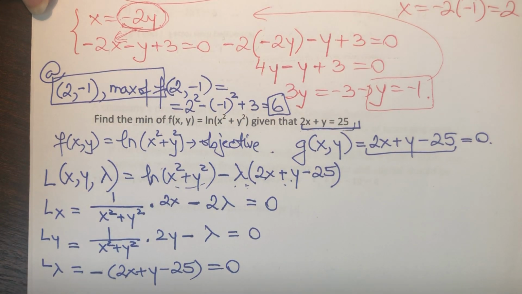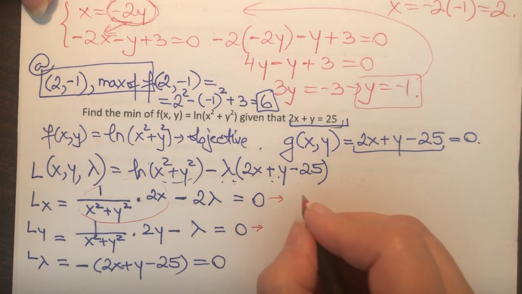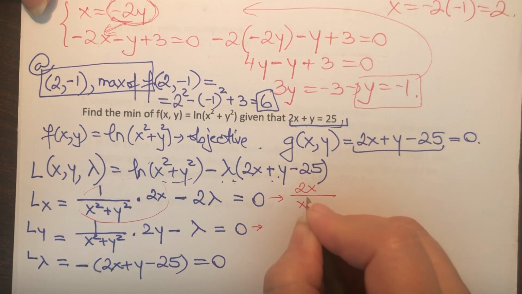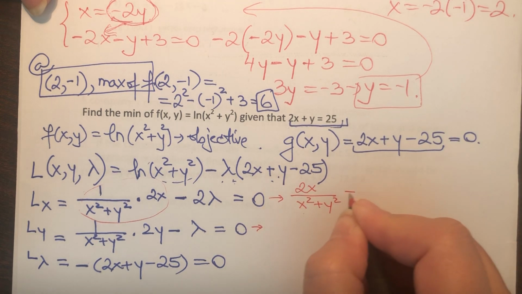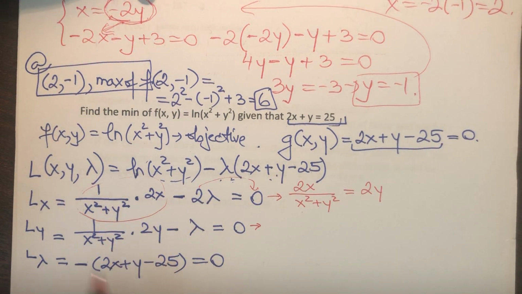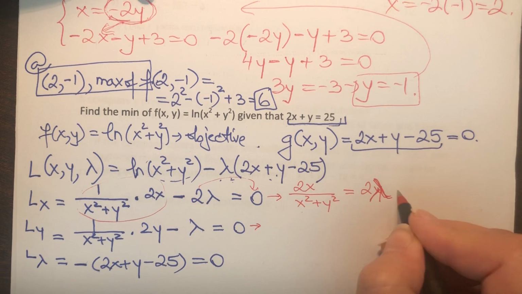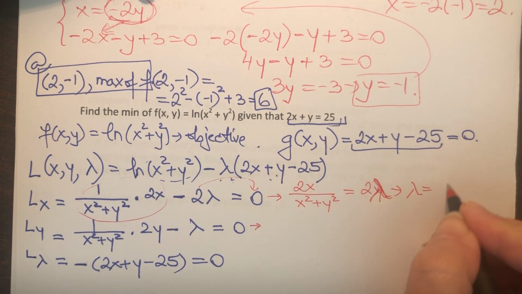Now again, remember, the best method to solve this is to solve both these equations for lambda and set them equal to each other. So this is what I would get. Combining this fraction, I will get 2x over x squared plus y squared is equal to 2 lambda. So I move the 2 lambda over to this side of the equal sign, and then I combine that fraction. Now, sure enough, I can divide both sides by 2. Oops, not y, but lambda. I can divide both sides by 2 to get to lambda. So lambda is equal to x over x squared plus y squared.